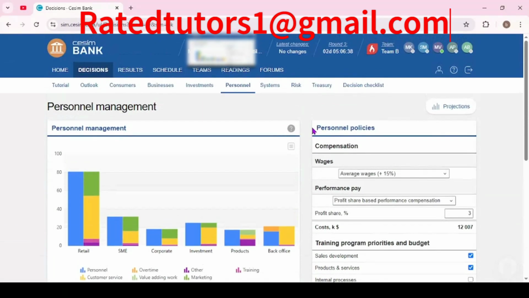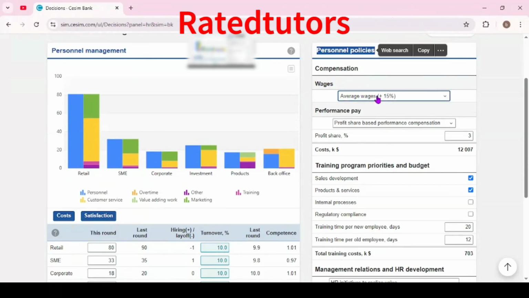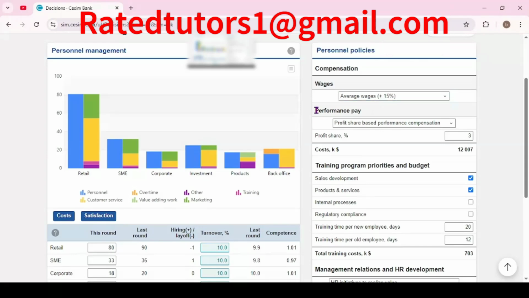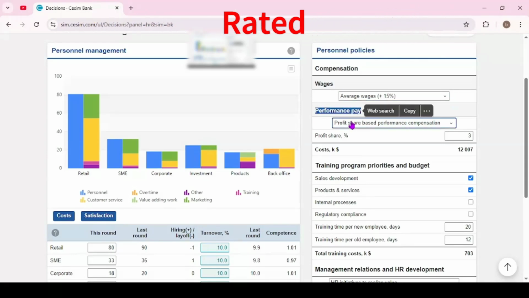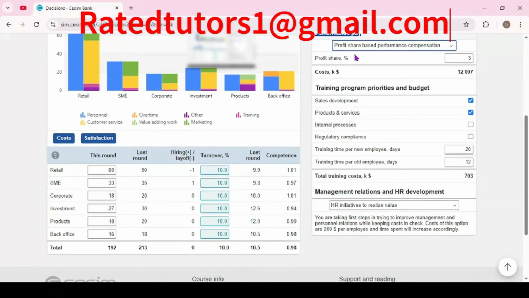Next part is the personnel policies, whereby you have the compensation wages. And for us, we are using average wages of 15%. Then you have the performance pay where you need to choose. And for us, we are using profit share based performance compensation. Profit share is 3%.